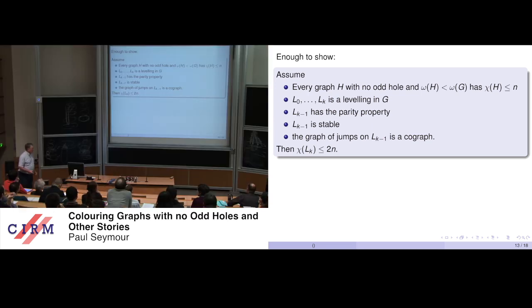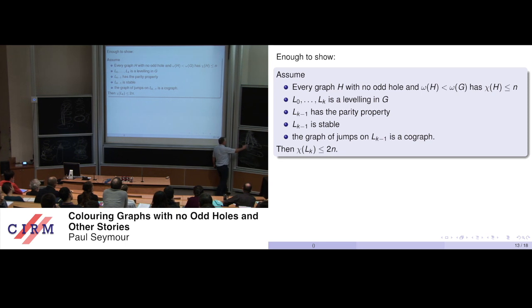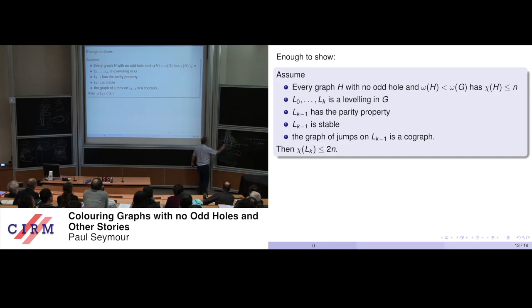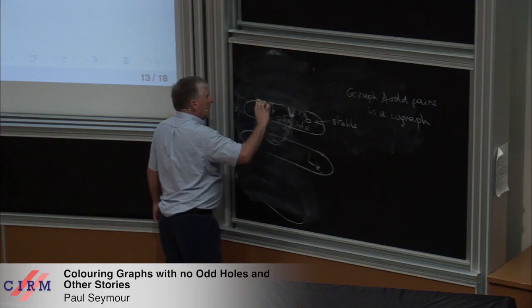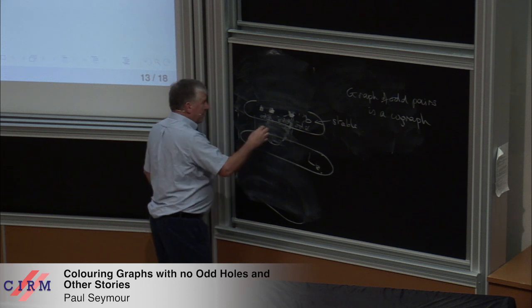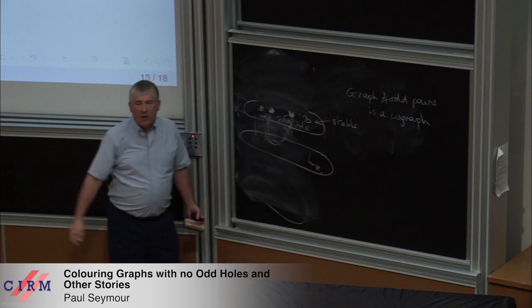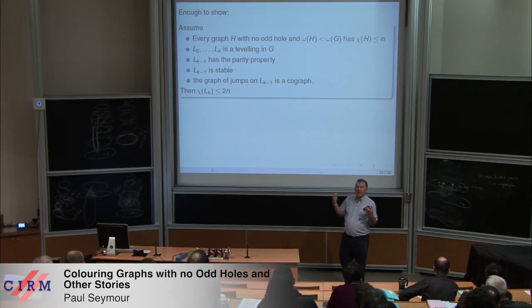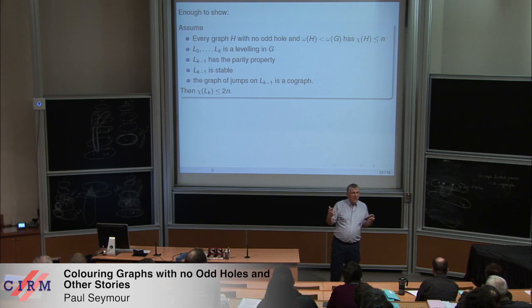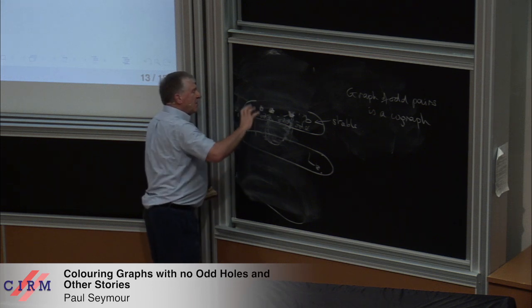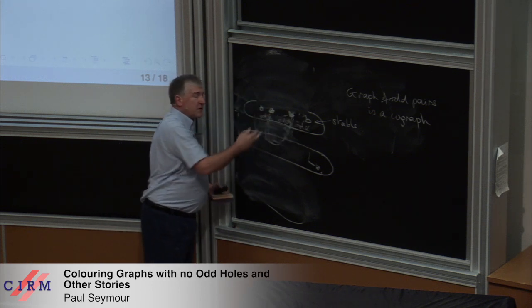So now we can assume it's a cograph, we might as well assume it's a cograph. And from now on, the graph of jumps here, I don't need the previous levels. And the cograph, I can see whether a pair is odd or even by looking at paths below. I mean, I proved it's a cograph by looking at the paths above, but if I want to use the fact that it's a cograph, I'm going to use the paths below. So I'll just look at these two consecutive levels and use the fact that this graph of jumps is a cograph.